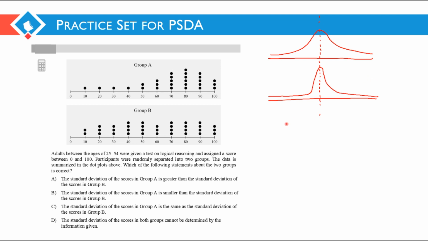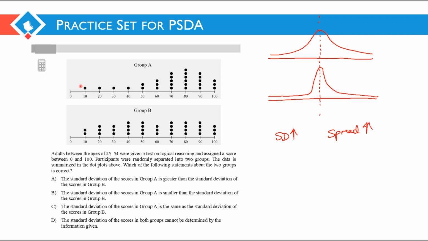And in this case, if the standard deviation is larger, the spread is also larger. So the larger the standard deviation, the larger the spread of the data, or the farther away data points are from the center. So in this case, we just have to figure out which one is more spread out, and that will be the one that has the larger standard deviation.